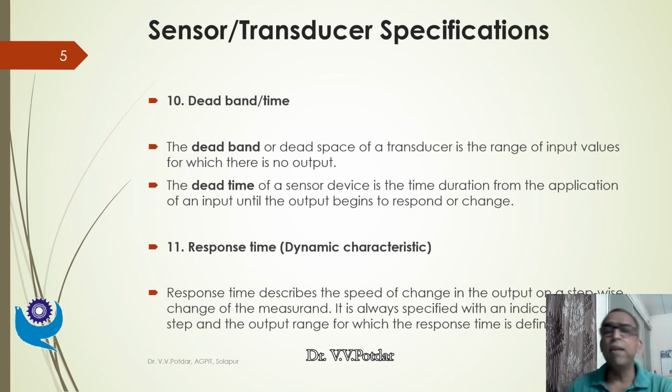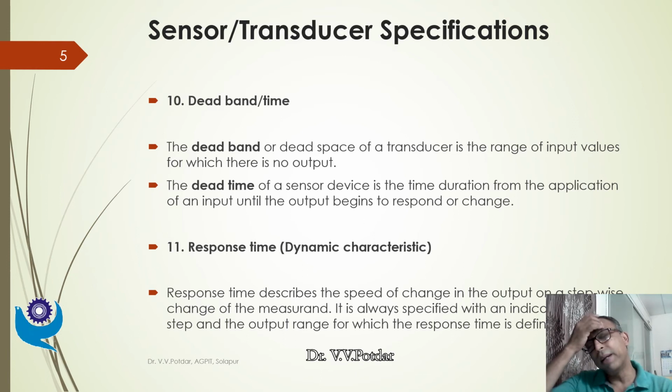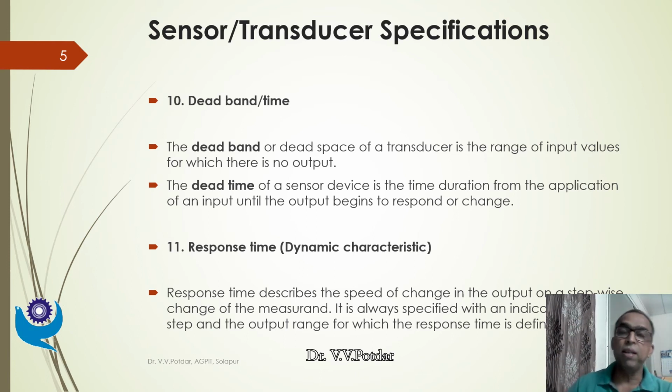So all these 10, friends, are the static performance characteristics of the sensor transducer. The 11th is the dynamic characteristic. Now we are just considering one dynamic characteristic, which is the response time. In fact, there are a few more. One is the time constant of a given transducer. The other one could be the rise time of a transducer. One more dynamic parameter can be the settling time of a given transducer.